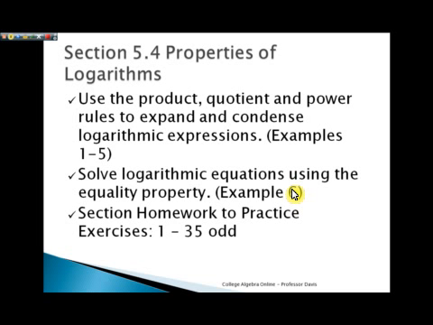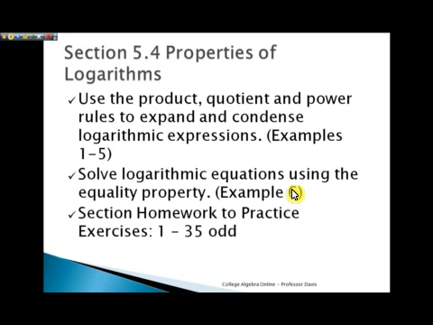We want to be able to expand them out, in other words, write them term by term. And we also want to use those properties to condense logarithmic expressions, because we often use that technique many times when we're solving logarithmic equations. And again, that brings us to our second topic in this section.